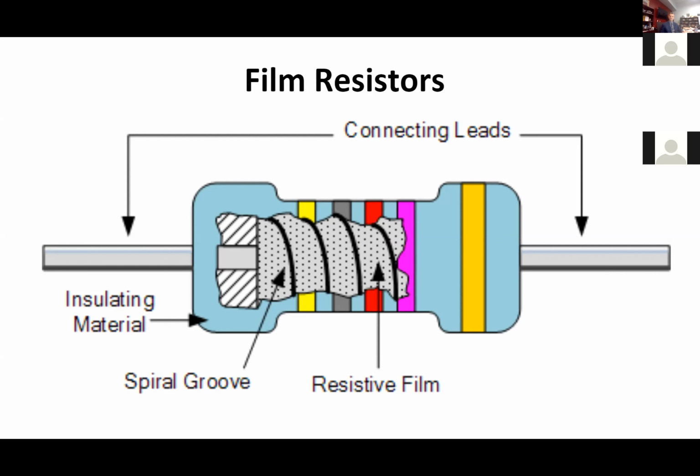The advantages of a metal film resistor are that due to the precise manufacturing, they tend to be very accurate with low tolerance, so their values are usually pretty accurate.